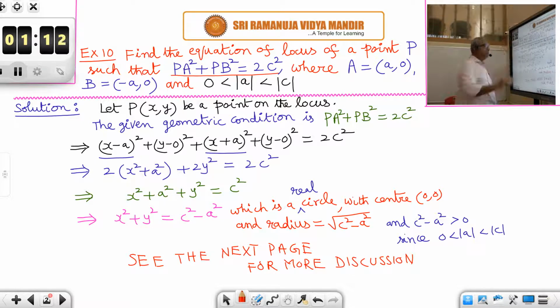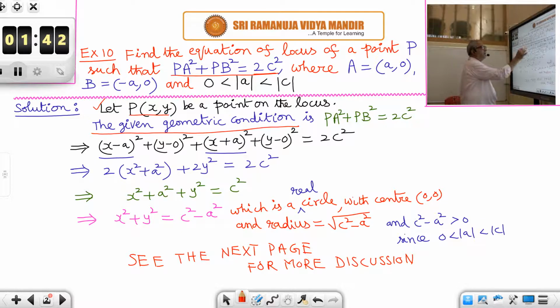A and B are fixed points. P is a moving point such that the sum of the squares of its distances from A and B is always a constant equal to 2c square. 2c square is a constant. So, as usual, we will start with: let P(x, y) be a point on the locus. The given geometric condition is PA square plus PB square is equal to 2c square.